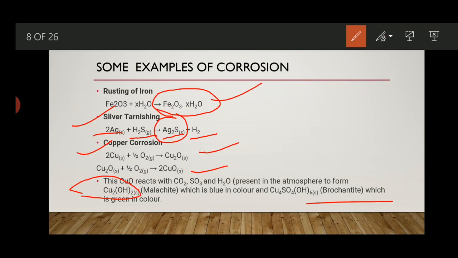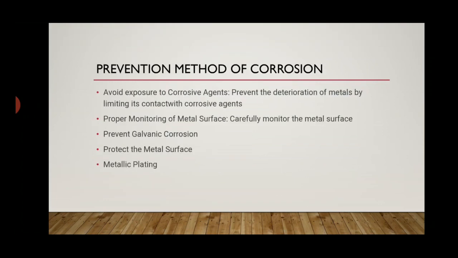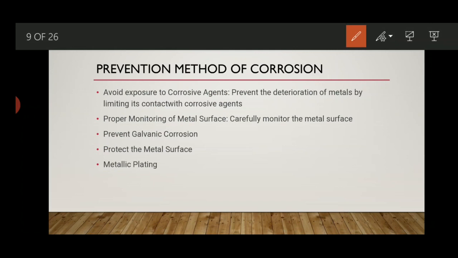Now let's discuss the prevention methods of corrosion. How will we prevent any metal from corrosion? So the first method is to avoid exposure to corrosive agents. That is, you just avoid contact with the corrosive agents by which corrosion takes place on the metal. You have to avoid this. Prevent the deterioration of metal by limiting its contact with corrosive agents.